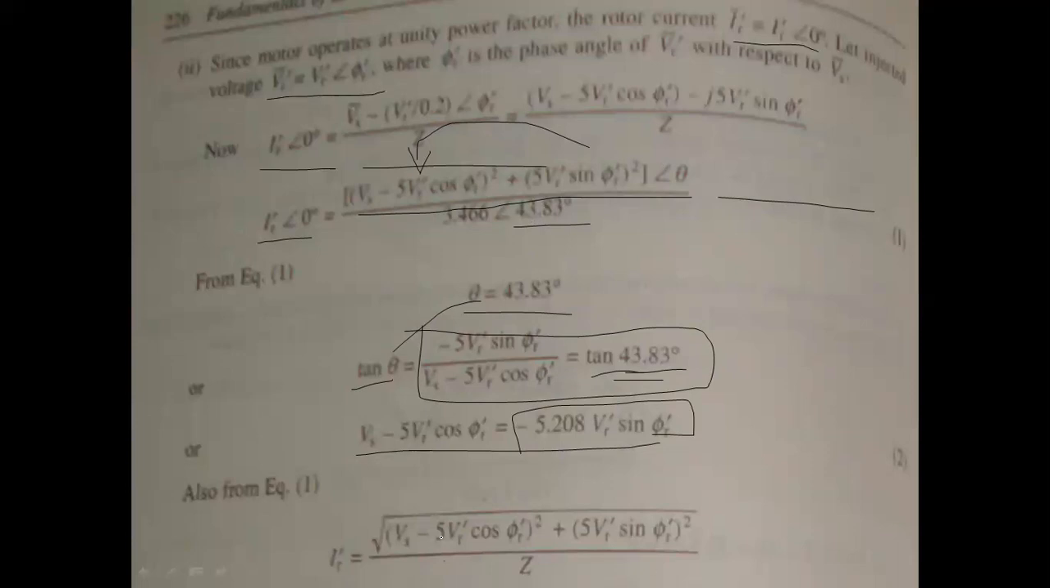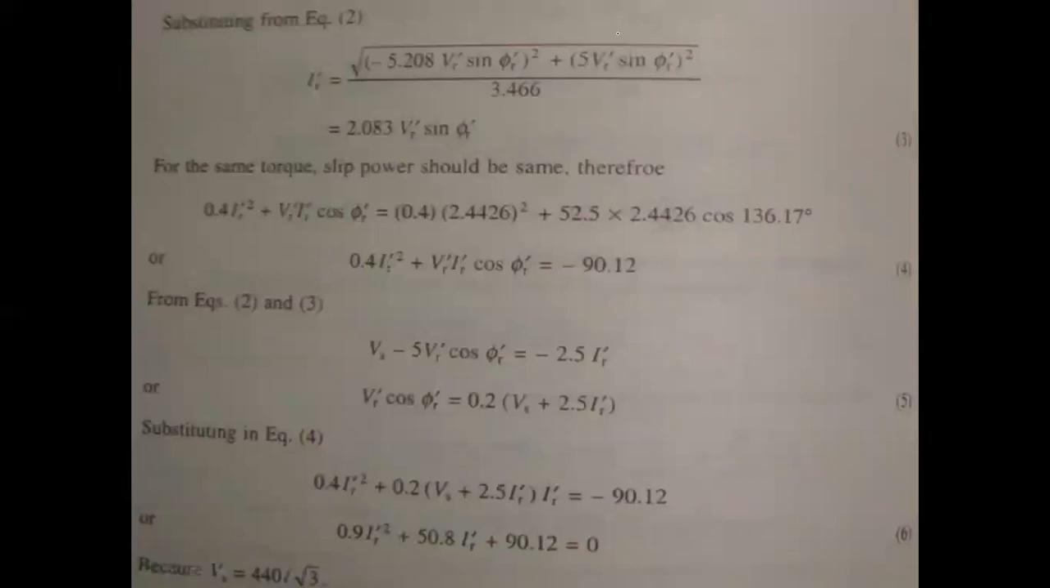In place of this one, I can substitute this one. So after that, substituting the value in the next page. In place of this Vs minus, I can substitute this one. So you will get 2.083 VR dash sin phi r if you substitute and calculate. Finally, IR is 2.083 VR dash and sin phi r.